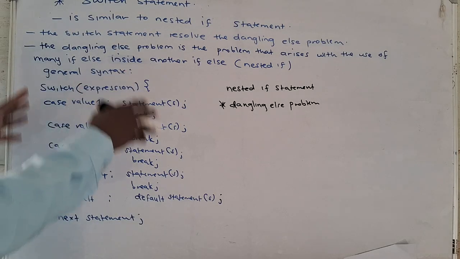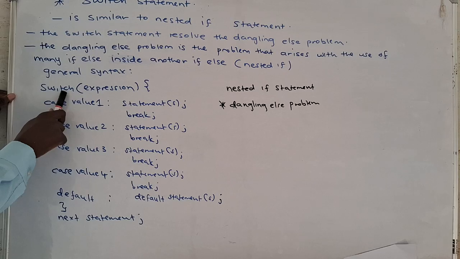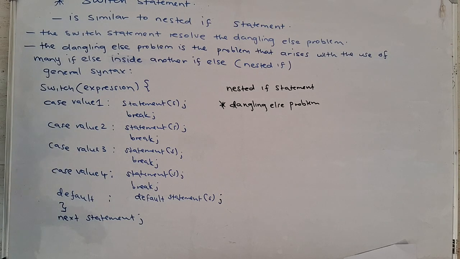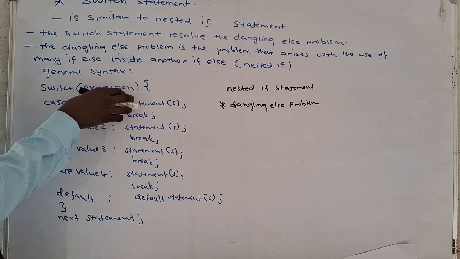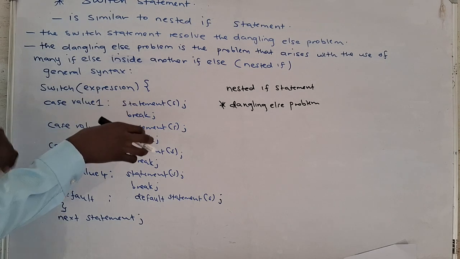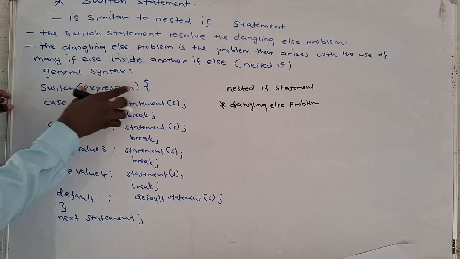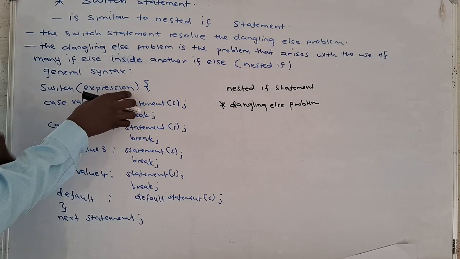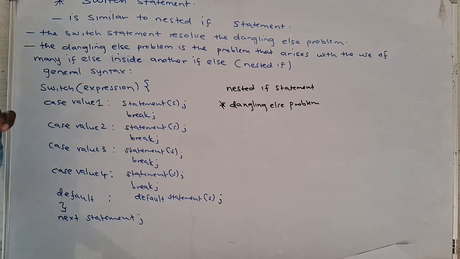So this is the general syntax of the switch statement. Switch followed by the parenthesis. And inside the parenthesis, what are you supposed to write? You're supposed to write the expression. The compiler is going to evaluate this expression first.